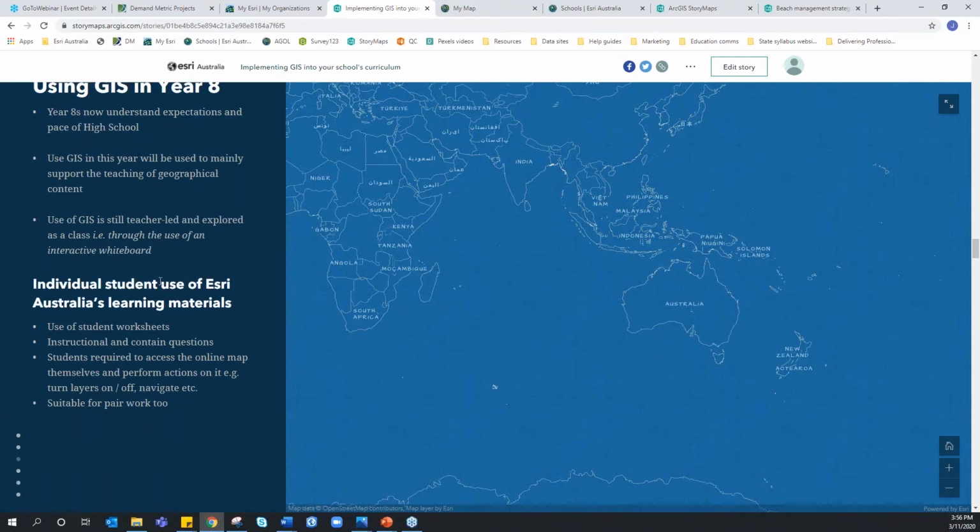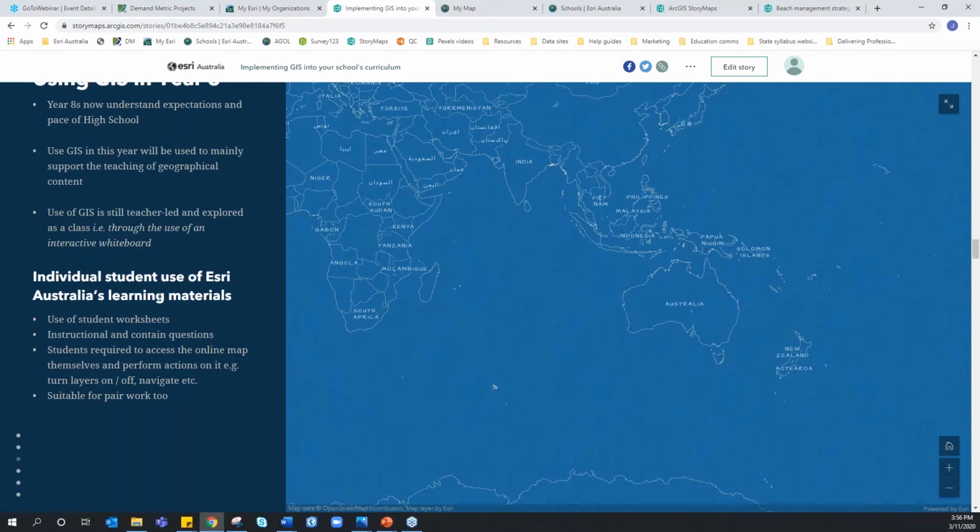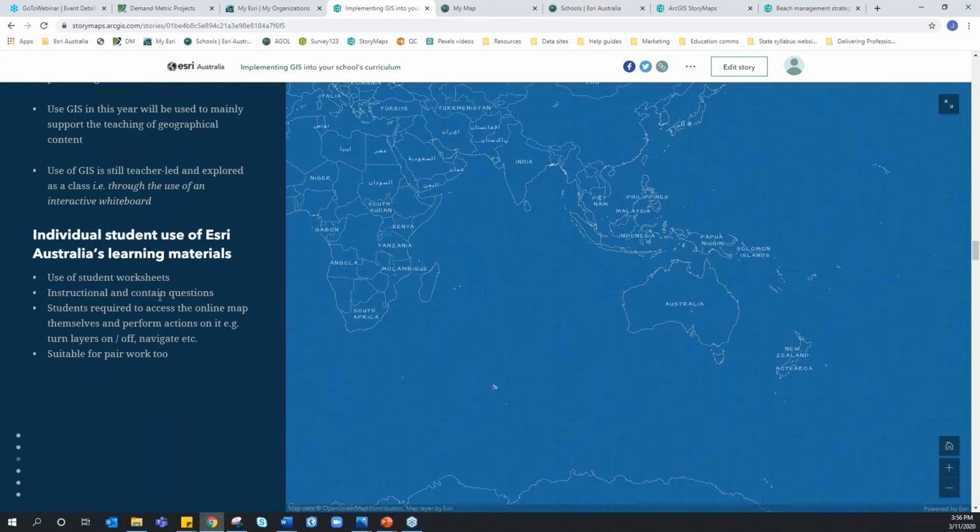So how can students make individual use of Esri Australia's learning materials? They can use the worksheets that come with every learning material. The worksheets are instructional. They contain student questions. They come in a Word document format as well, so you might even add some of your own questions in there before you print or before you save it and send it off to students via email.